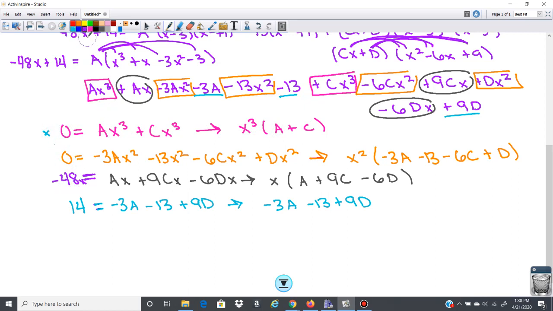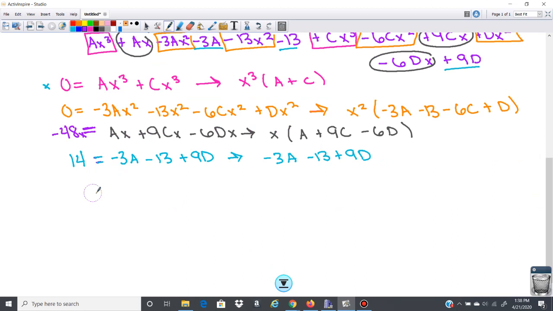So the system is going to look like this. I'm going to have 0. So I'm starting from here, equals, and then I'm just throwing out the x squared. So negative 3a minus 13 minus 6c plus d. Now, if I'm doing this as a proper system of equations, I'm going to take that 13 and move it over here to the left.